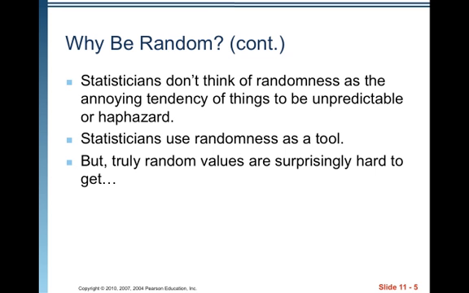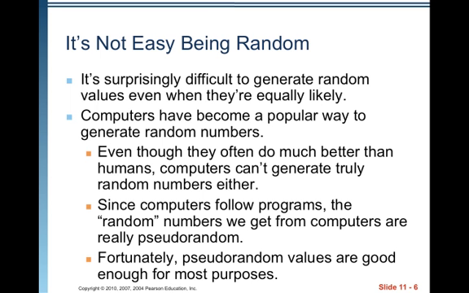Statisticians don't think of randomness as the annoying tendency of things to be unpredictable or haphazard. Statisticians use randomness as a tool. But truly random values are surprisingly hard to get. It's surprisingly difficult to generate random values even when they're equally likely.